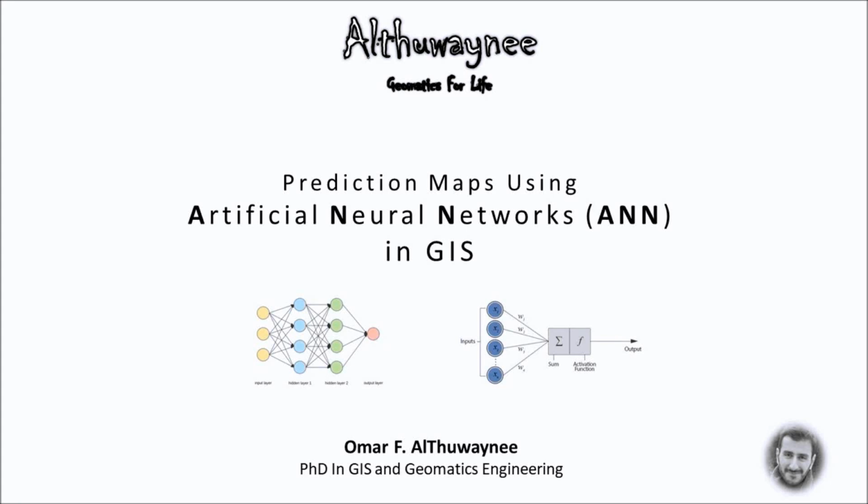Hello everyone, welcome to this course on using artificial neural networks to produce prediction maps in a GIS environment. This course covers one of the highly recommended techniques in the literature, especially for predicting the spatial distribution of specific target events in specific regions that are represented by conditioning factors, as we call them.